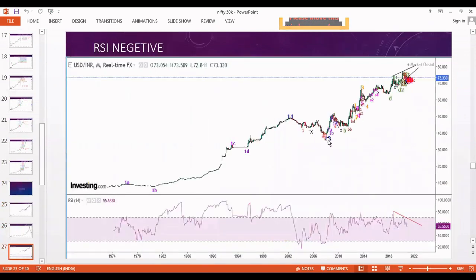As we know, we are on the third wave of rupees and we are on an ending diagonal, while we are making the fourth wave of the ending diagonal. RSI gives me better confirmation that we are going to the fifth wave.